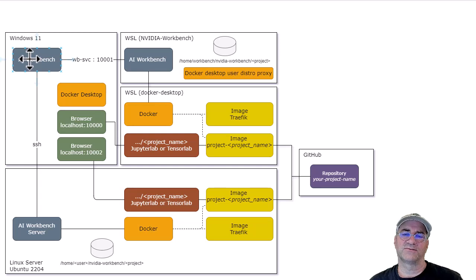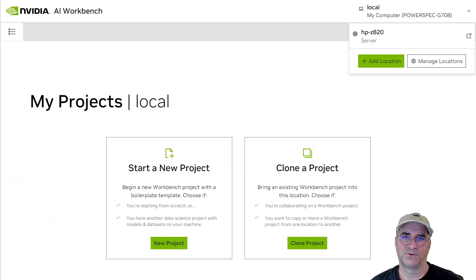All the home directories, when you create a project in Studio, which I'll show you in a minute, it's creating it either in that NVIDIA Workbench machine and then making that visible to the container, or it's creating it on the Linux server. So really none of that ends up on your Windows machine when you use AI Workbench. So let me just pull it up and show you.